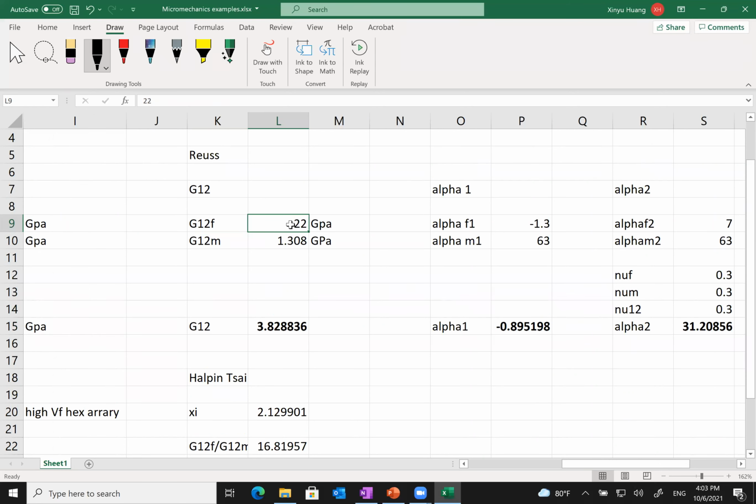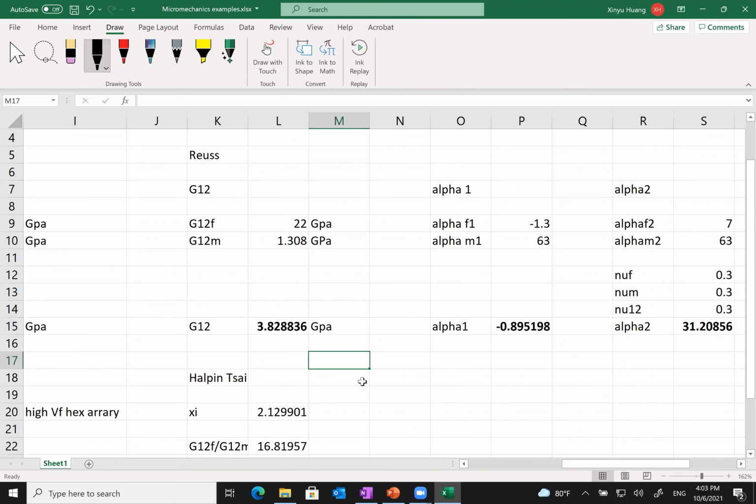The shear modulus for the graphite fiber is 22. The shear modulus for the matrix is 1.3 from the table. And then this is the Reuss model based on the volume fraction, inverse of the sum of the inverses. The result is 3.8 gigapascal based on the rule of mixtures.